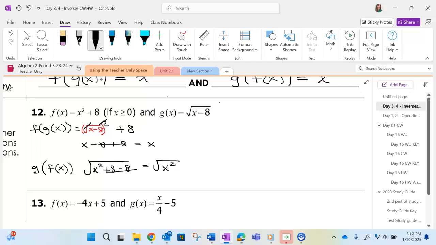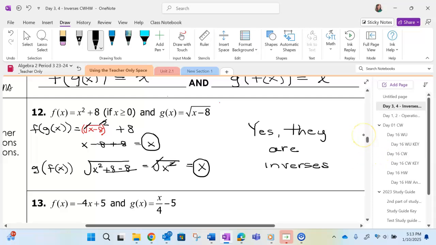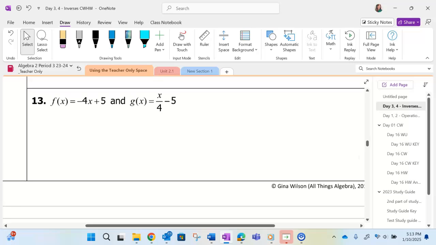Remember, square and square root are opposites. They cancel out, so this equals x. Now, as long as you do this and both have an x, you can say, yes, they are inverses. Okay, let's do another one. All right, let's try this one.